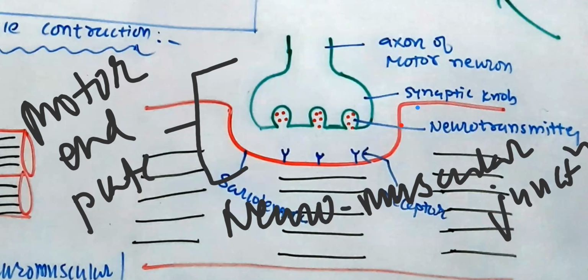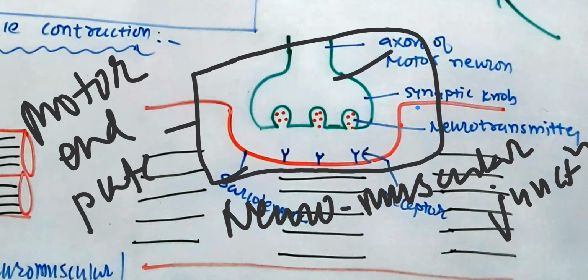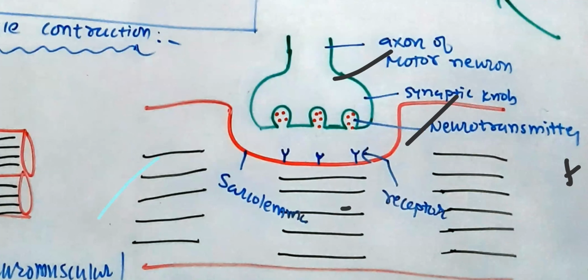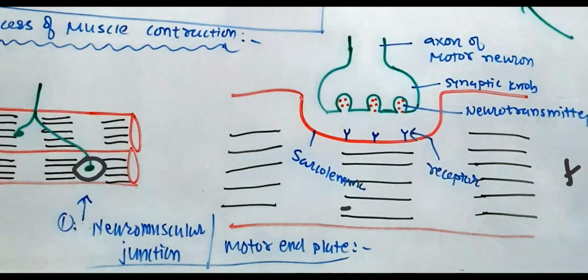This connection is known as neuromuscular junction, or motor end plate. It is known as motor end plate. This is one neuromuscular junction, this is another neuromuscular junction. Wherever an axon terminates into the muscle fiber with its synaptic knob, coming in contact with the sarcolemma by maintaining some physical space called synapse, the communication junction of this category is known as neuromuscular junction.